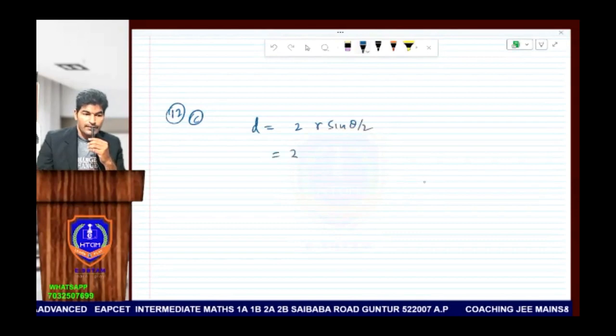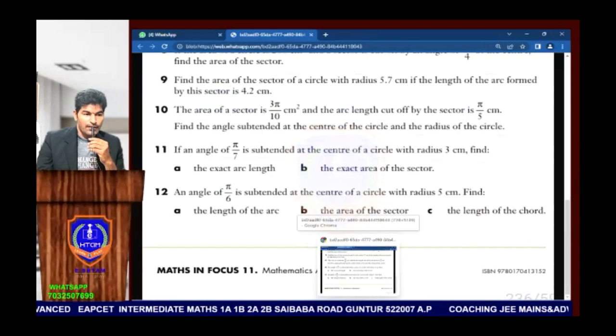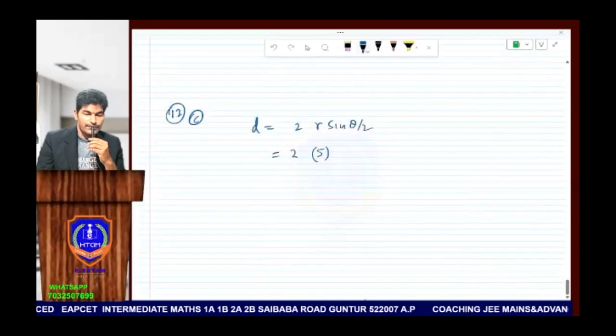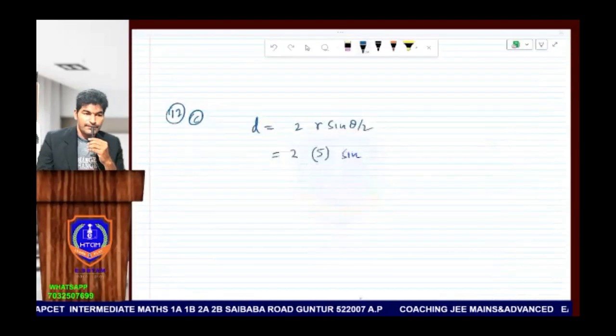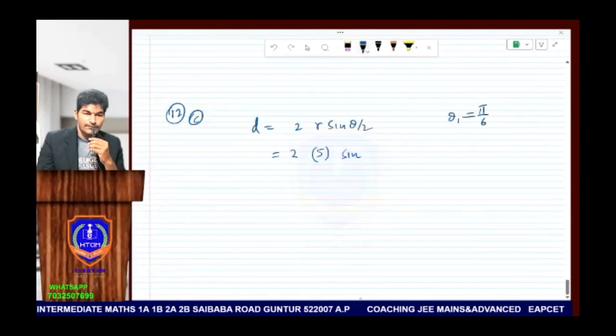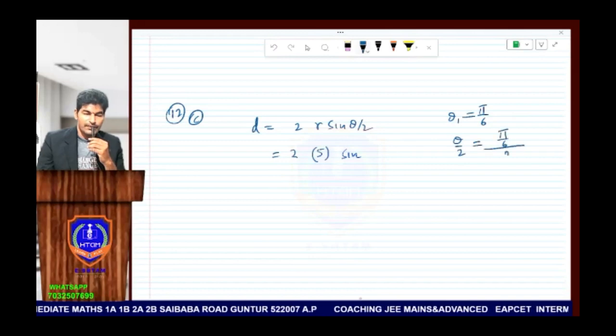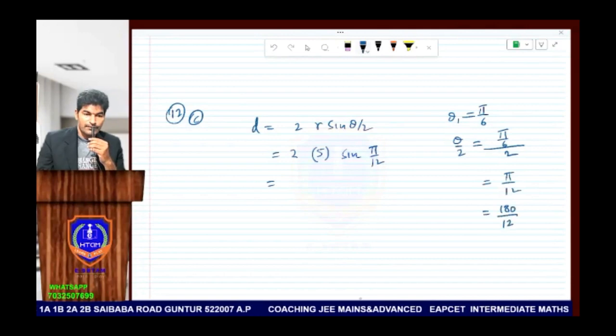So 2 into R is how much? R radius is 5. And sine, how much is that angle? Pi by 6. If theta was pi by 6, then how much is theta by 2? Pi by 6 by 2, no? Then pi by 12, right? Write down pi by 12 here. Now pi by 12 means how much? 180 by 12, it is 15 degrees.